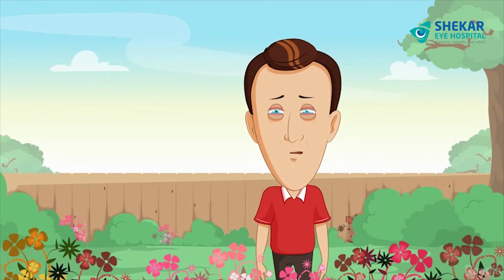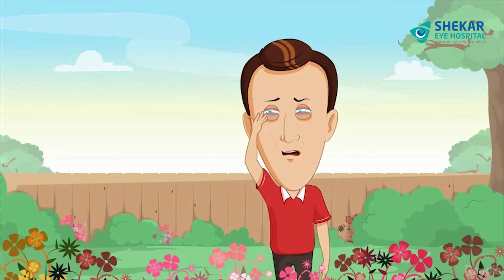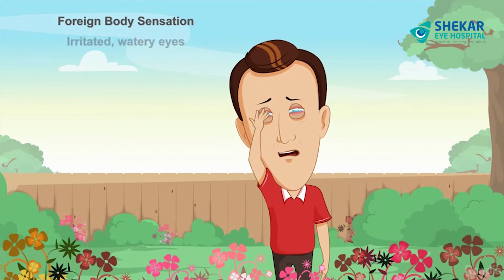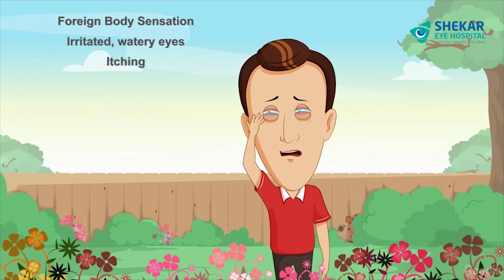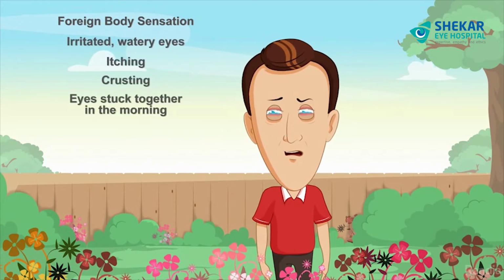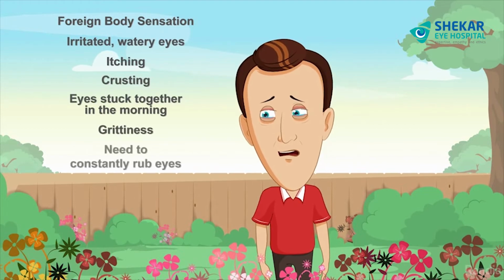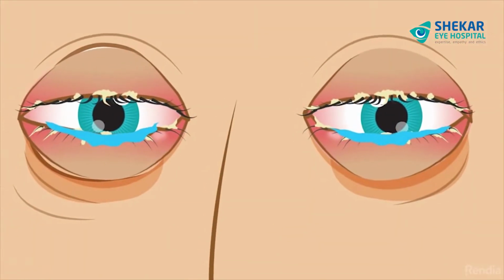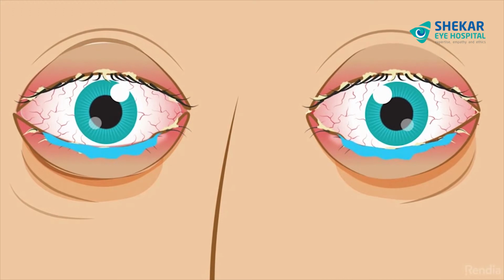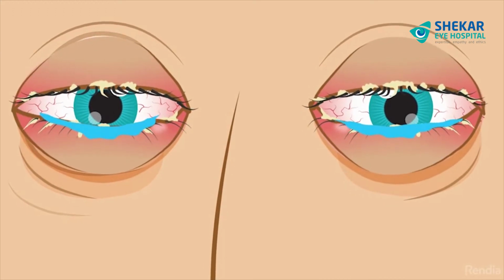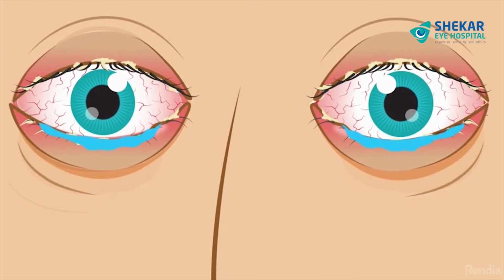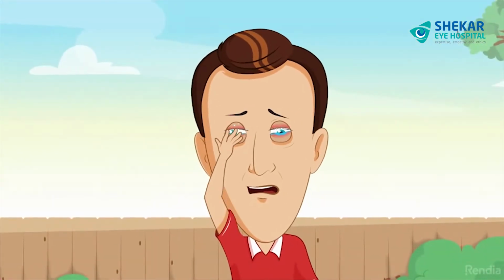Symptoms of blepharitis range from mild to severe and include foreign body sensation, irritated watery eyes, itching, crusting, eyes stuck together in the morning, grittiness, and the need to constantly rub your eyes. As the vicious cycle continues, the disease slowly progresses, eventually leading to dry eye syndrome.